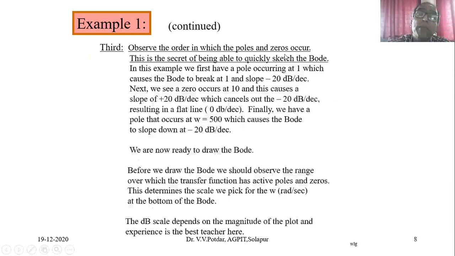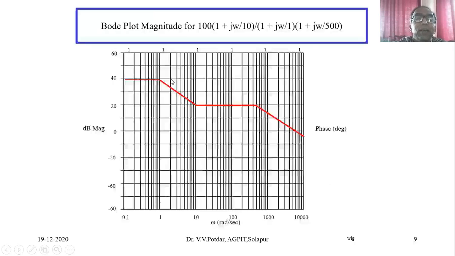And observe the order in which the poles and zeros occur. This is the secret of being able to quickly sketch the Bode plot. In this example, we first have a pole occurring at 1, in increasing order, which causes the Bode plot to break at 1. For a pole, I'll be having a slope of minus 20 decibel per decade, and for a simple zero, I'll be having a straight line of slope plus 20 decibel per decade. So the Bode magnitude plot breaks at the first corner frequency, which is 1, with a slope of minus 20 decibel per decade.